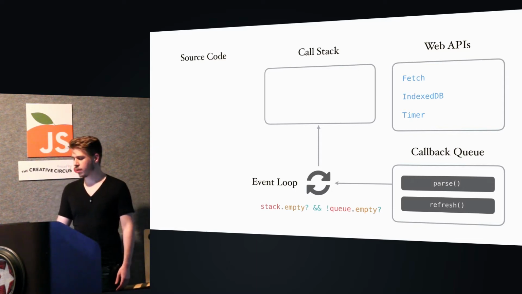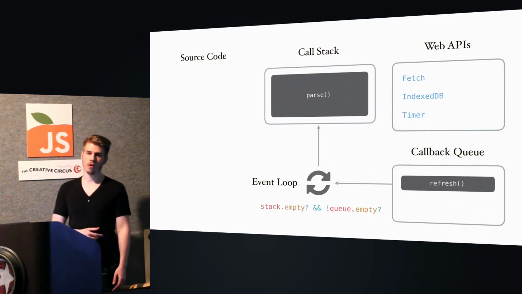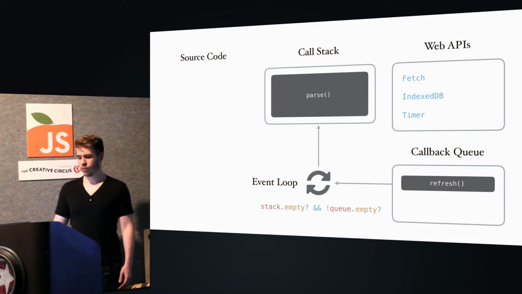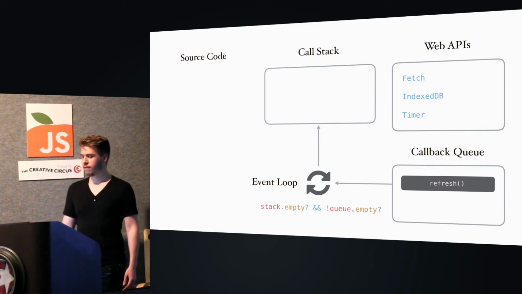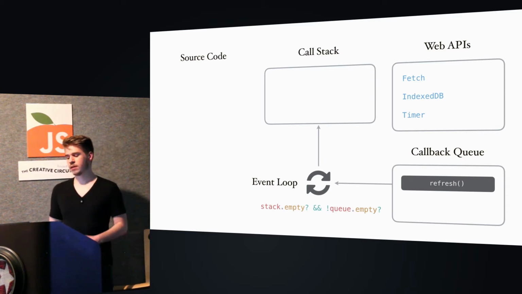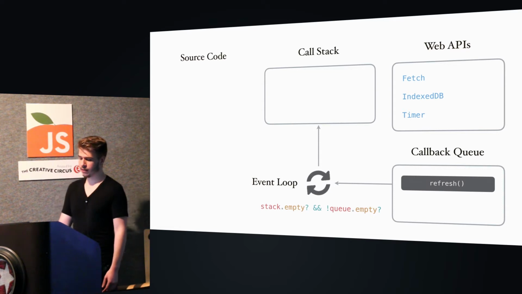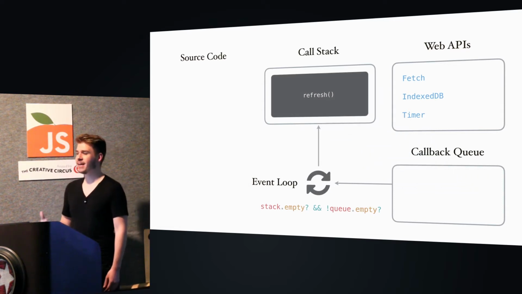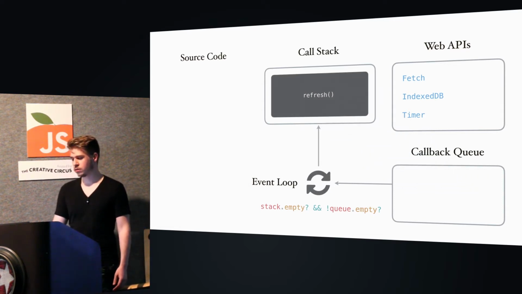So we pop the first callback off the callback queue and move it over to the call stack, where it's now being executed. And then we wait again until that's finished, and finally, once that parse function finishes, the call stack is again empty, and we can push the final refresh callback onto the call stack and execute that last function to completion.